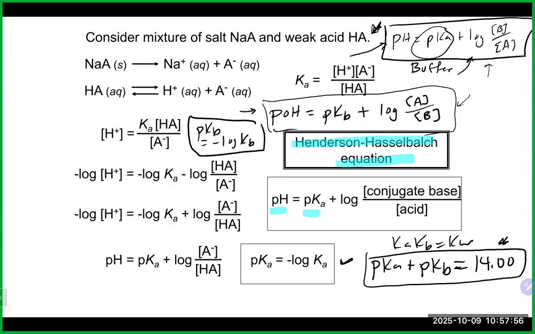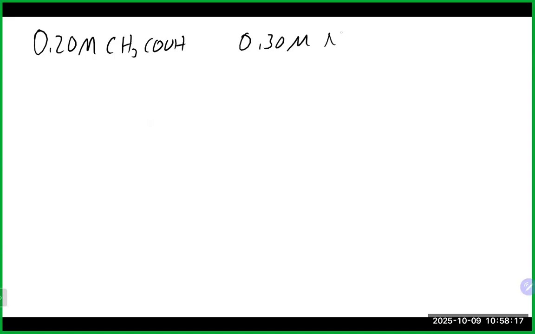This is also a helpful relationship, again, in case you need to get yourself to a pKa value. So how's that work? Let's just say we took the example we just did, which was 0.2 molar acetic acid, and 0.3 molar sodium acetate. And again, we have a Ka value of 1.8 times 10 to the minus 5.